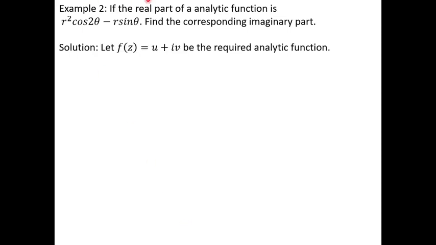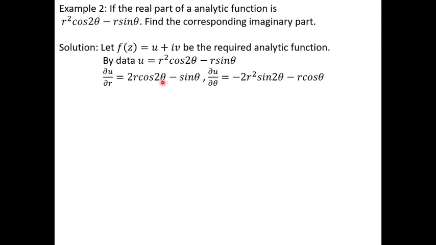Let f of z is equal to u plus iv be the analytic function. Given is u, that is r square cos 2 theta minus r sin theta. Differentiate u with respect to r and also theta. Differentiation of u: dou u by dou r is equal to, here cos 2 theta is constant, write as it is. Differentiation of r square is what? 2r. Minus sin theta, write as it is. Differentiation of r is 1.